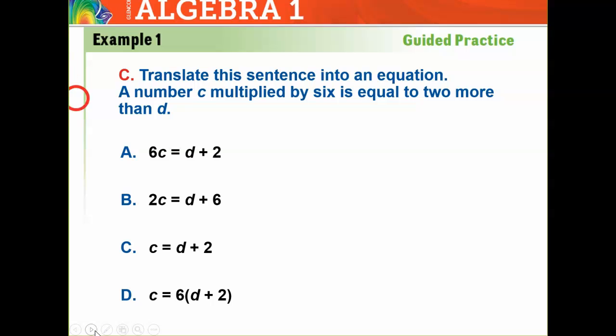So the correct answer is A. Multiplied means times, so that's the 6C. Equal to is your equal sign. More than is plus.